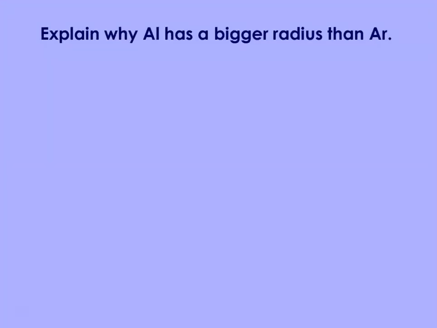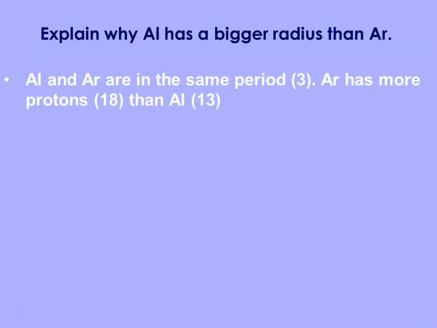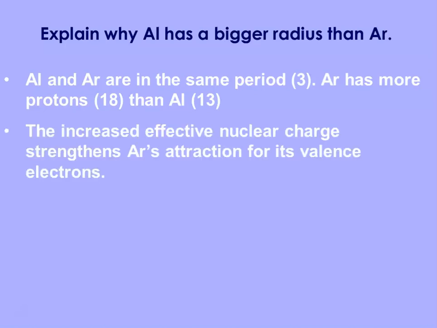Here we want to know why aluminum has a bigger radius than Ar. Aluminum is in the same period as argon, so they both have the same number of filled core electrons, but aluminum has fewer protons than argon. Argon has 18, aluminum has 13. So argon has a greater nuclear charge, and it can hold on to its 18 electrons as a result. It's more attracted to them than aluminum's 13 protons are to its 13 electrons.